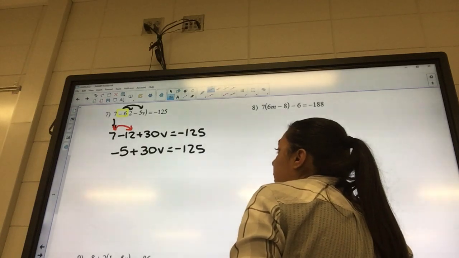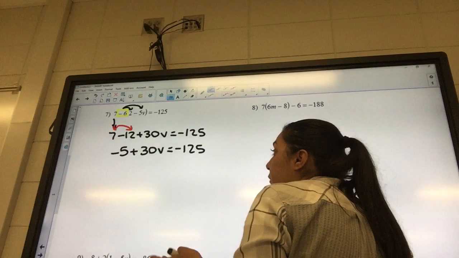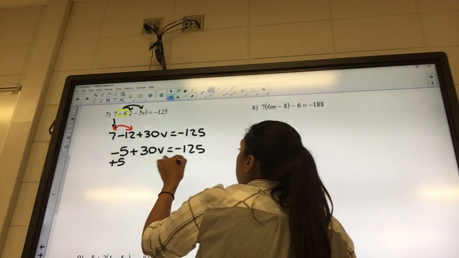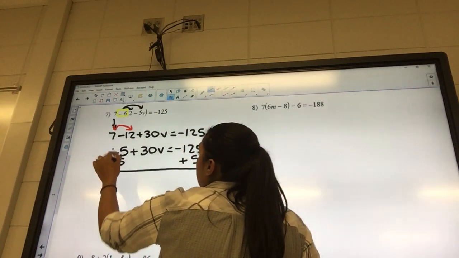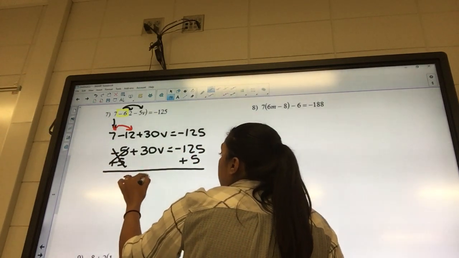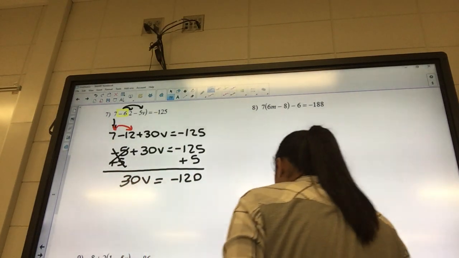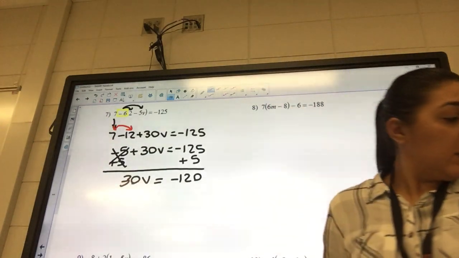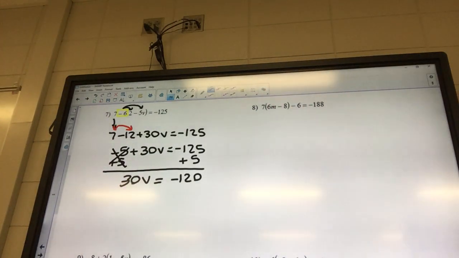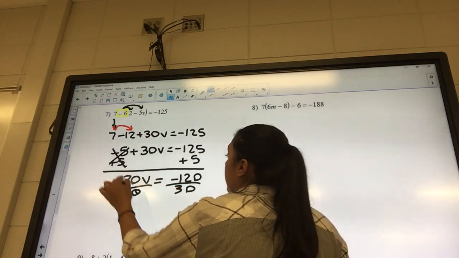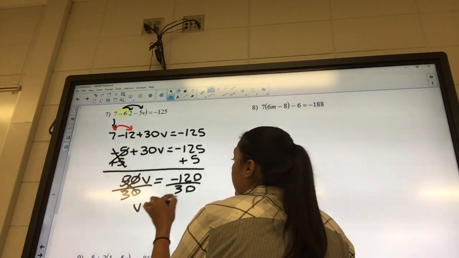And our next step is going to be add or subtract the non-variable, which is the minus 5, so we're going to say plus 5 plus 5. 30V equals negative 120. And my last step is going to be to divide. So divide both sides by 30. So V equals negative 4.